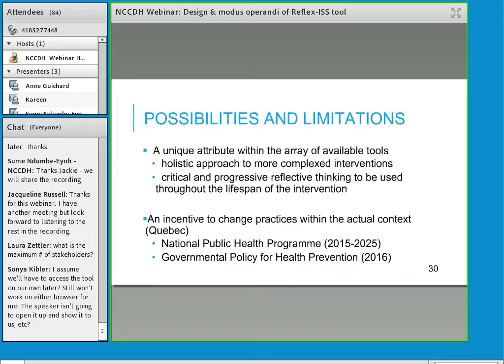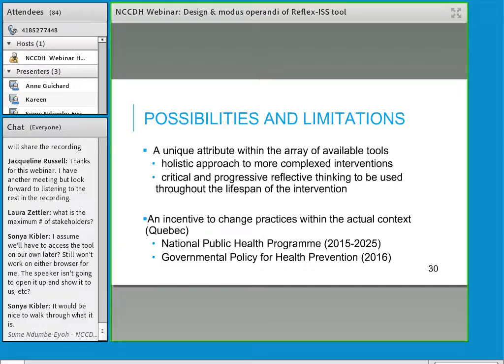Our experience using the tool these last few months has led us to believe that it is unique and complementary to the array of available health equity tools. Its advantage is that it provides a holistic approach to more complex interventions within public health and requires stakeholders to support critical and progressive reflexive thinking throughout the lifespan of the intervention.